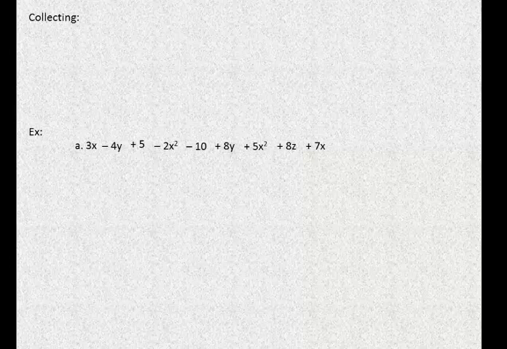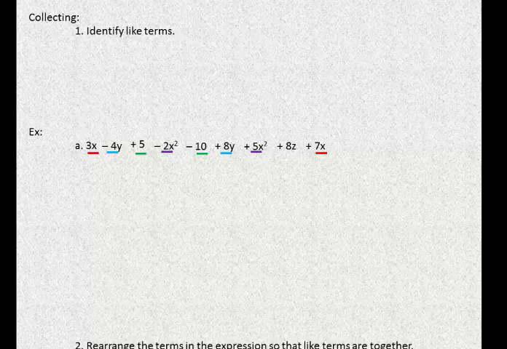So now we want to talk about collecting. I have an example, 3x minus 4y plus 5 minus 2x squared minus 10 plus 8y plus 5x squared plus 8z plus 7x. First I want to identify the like terms. 3x and 7x both have an x only, therefore they are alike. Negative 4y and 8y, 5 and negative 10 because they have no variable, 2x squared and 5x squared, and then 8z doesn't match anything, so it's just by itself.